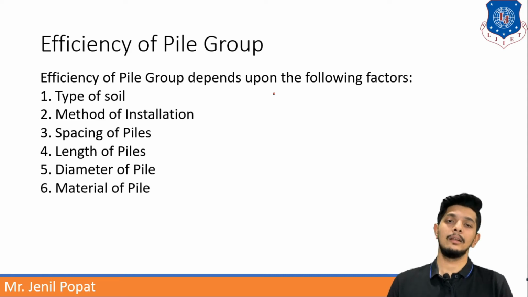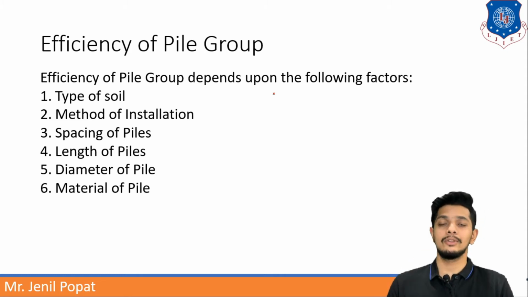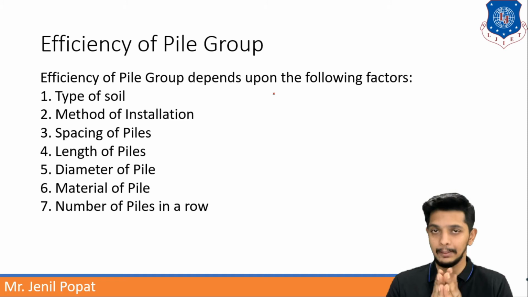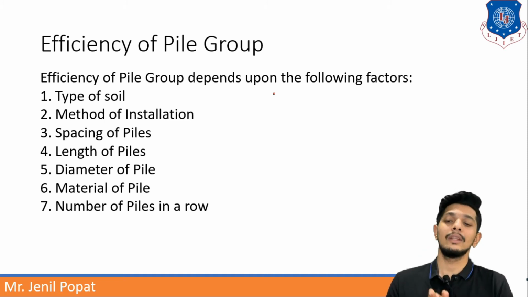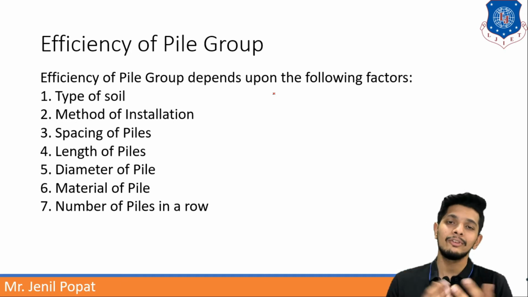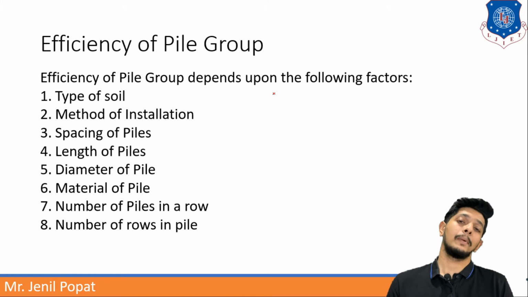Material of pile. Which material you are using, and of what strength, will affect the efficiency of pile group. Number of piles in a row. Sometimes there are fewer piles in a row, sometimes more, according to the requirement of the situation. But if the number of piles is more, there will be more efficiency. It is but obvious.